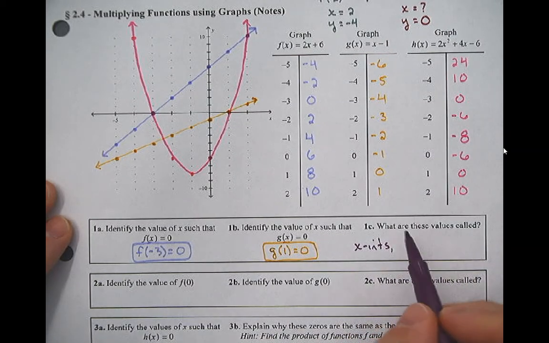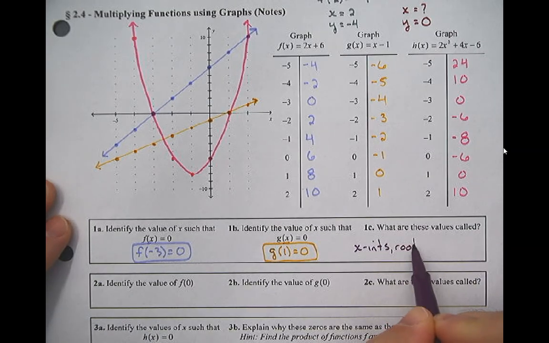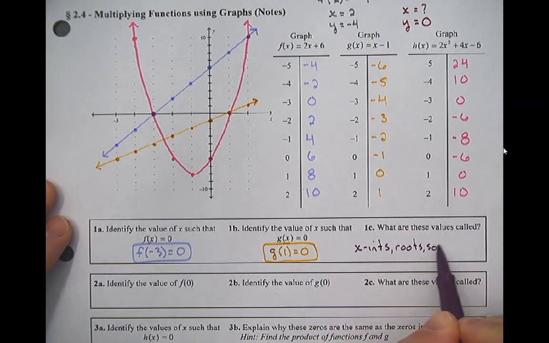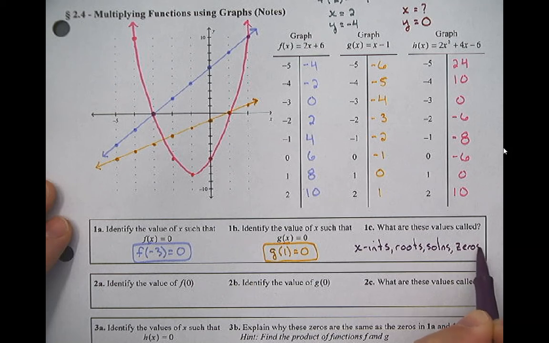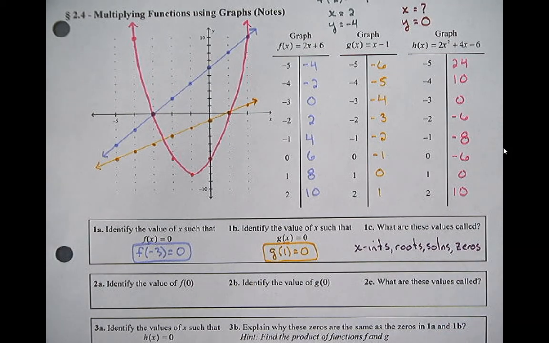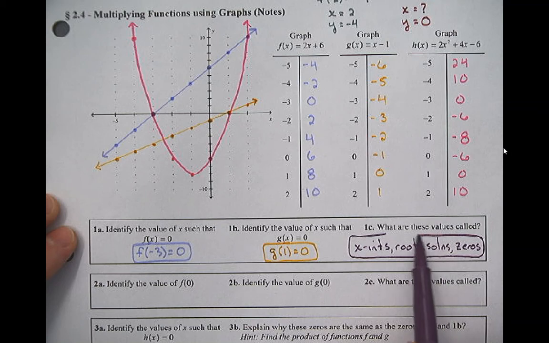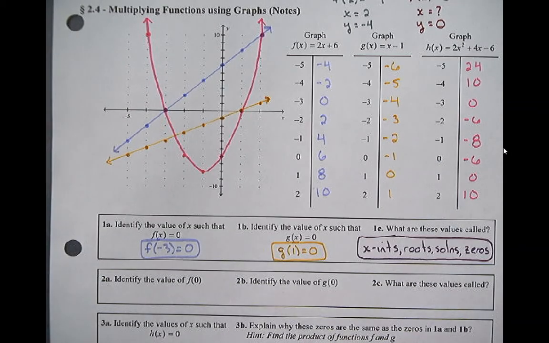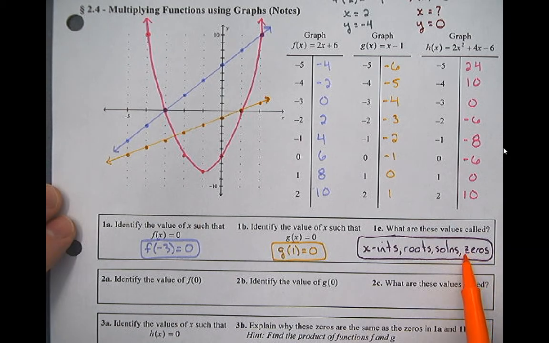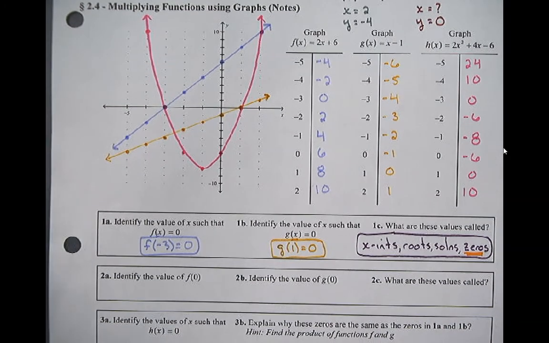Now, the other words that you might see are roots. You might see the word solutions. And then the most important one, the one that we're going to use the most in this class, and we've already talked about it, is zeros. We call these zeros. I'm actually going to underline zeros, because from here on out, that's the one that you're going to see the most. Let's do that in orange. Zeros. X-intercepts, roots, solutions, zeros. Depending on who your teacher is, they might use different phrasing.